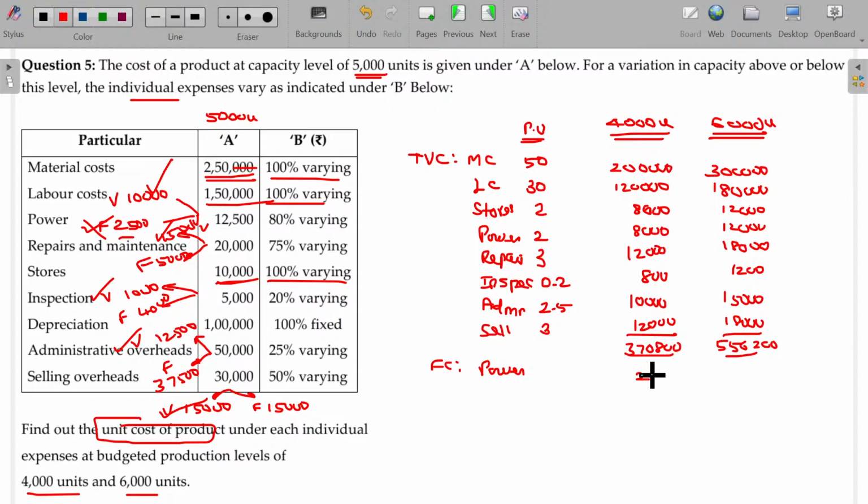In case of fixed, we will start with the power. Power being 2,500. Are you getting this value? 5,56,000. Okay. This will be 2,500 for both the levels of operations. And repairs, 5,000 for both the levels of operation. Irrespective of the units produced, this cost you have to incur. And inspection, 4,000. And depreciation is always static, fixed.